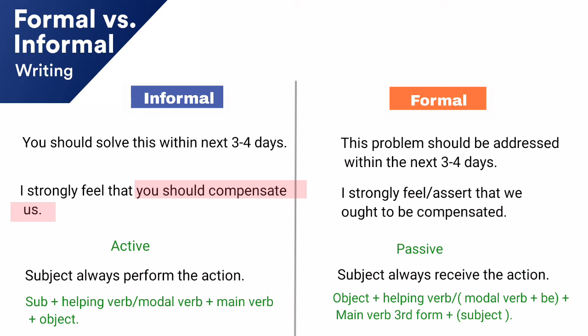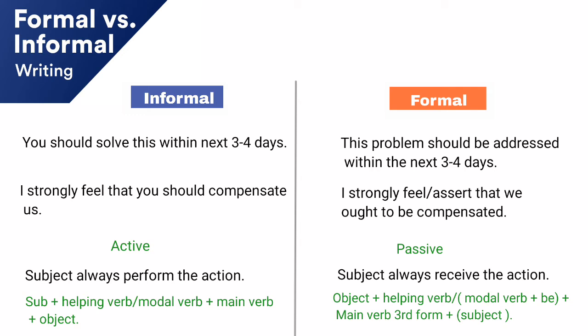Means "you should compensate us" and here it means "we should be compensated." So see, in Hindi, this is a big difference when you talk. So likewise, you have to use these sentences when you are using the formal one. So you have to use passive voice when you are writing formal, and when you are writing informal, you have to use the active voice. I hope you got this.